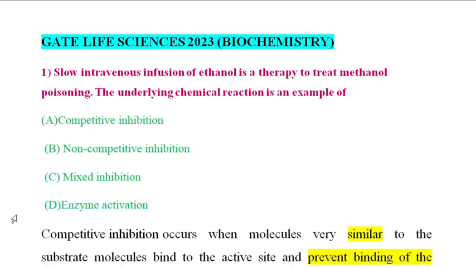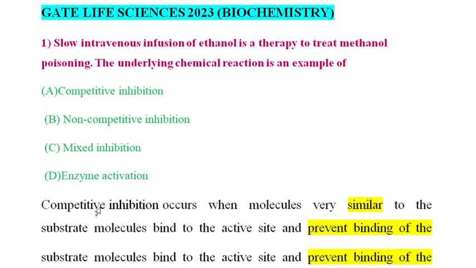In this video, I'll be sharing 10 important questions which you can expect for the GATE Life Sciences Biochemistry paper. First question is from enzyme inhibition. Slow intravenous infusion of ethanol is a therapy to treat methanol poisoning. The underlying chemical reaction is an example of competitive inhibition.